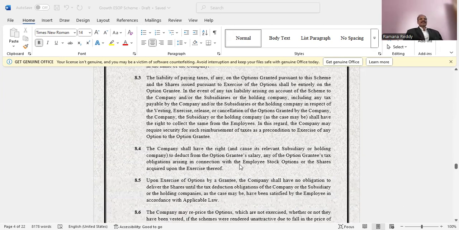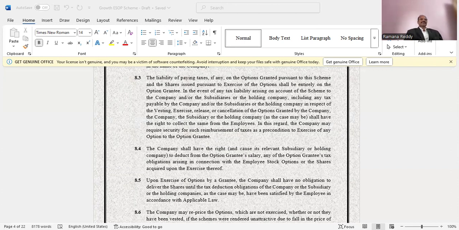The company shall have the right, and cause its relevant subsidiary or holding company, to deduct from the options grantee. Suppose if any dues are there in relation to the ESOP, then the company has a right to deduct that amount from the employee, even from the salary, whether it is related to that company, the holding company or the subsidiary company.